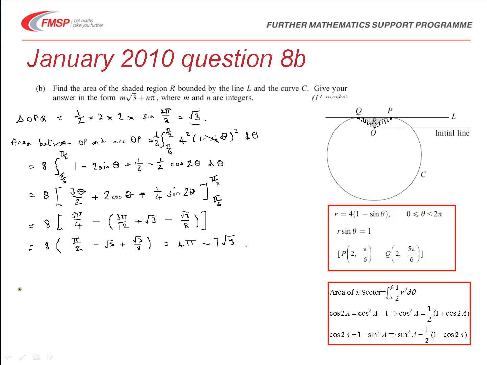So to find the area of R, what have we got to do? Well, we want the area of the triangle, which is root 3. So it's the triangle OPQ, and we've got to subtract twice the area, arc OP.